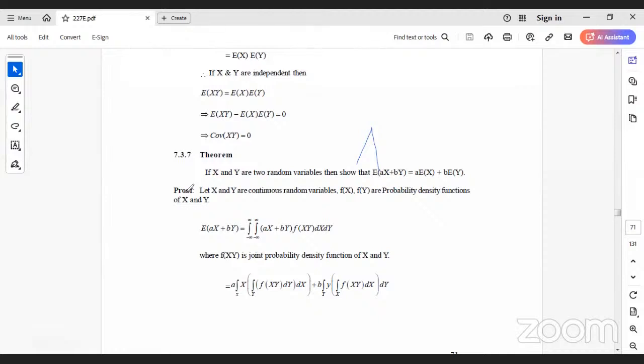So E of aX plus bY is the integration from minus infinity to infinity, then the integration from minus infinity to infinity of (ax plus by) f(x,y) dx dy, where f(x,y) is the joint probability density function. So a is the constant. I can write the integral of x and y f(x,y) dy dx. First we do the integration with respect to y, then the integration with respect to x. You can do either y first and then x, or x first and then y.